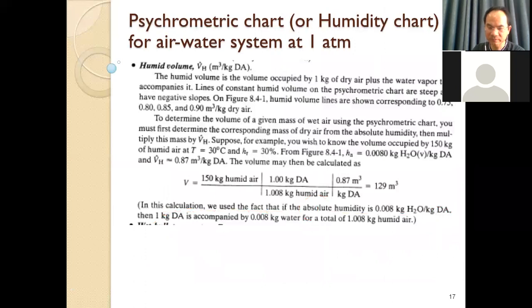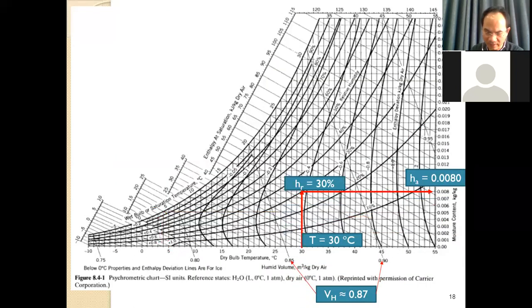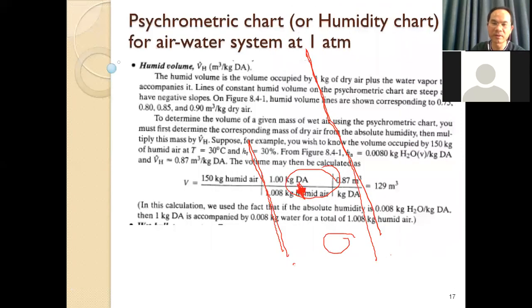Okay, the humid volume. This is the humid volume. It's 0.9, 0.85, something like this. For example, if we know the dry bulb temperature is 30 and you know the relative humidity, at this point the humid volume is between 0.85 and 0.9. You can interpolate to find what this point is. I think it's about 0.87, something like this. And also you can estimate the moisture content like this. Okay, what is the humid volume?